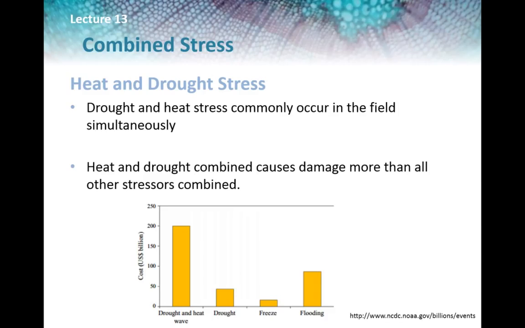In regard to heat and drought stress, overall it was found that a combination of drought and heat stress had a significantly greater detrimental effect on the growth and productivity of these plants and crops compared to each of the different stresses applied individually. A comparison of all major U.S. weather disasters that exceeded $1 billion each between 1980 and 2012 indicates that a combination of drought and heat stress caused extensive agricultural losses of $200 billion.